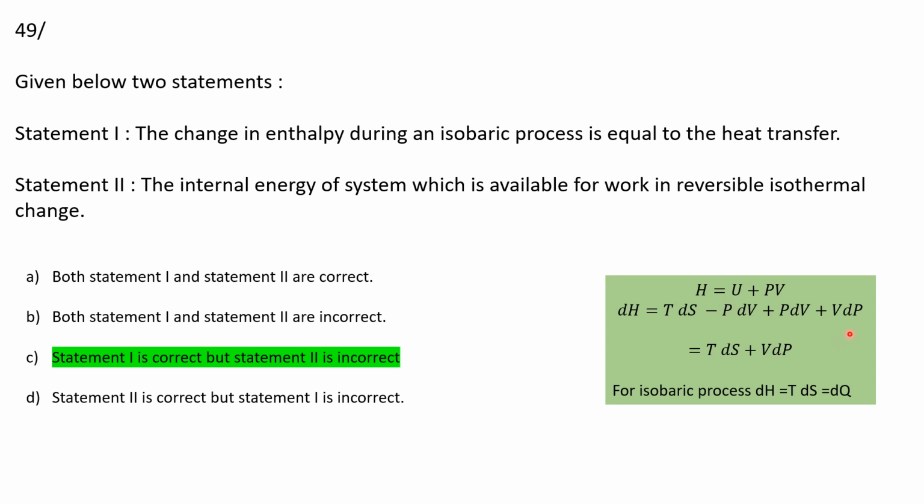So here minus PdV and plus PdV will cancel out each other. So dH will be equal to TdS plus VdP. Because here it has been said that it is an isobaric process, and in an isobaric process pressure is constant, so here we can write dH will be equal to TdS. Again we know that TdS is the change in heat energy, that is dq. So we can say that the change in enthalpy during an isobaric process is equal to the heat transfer. So the correct answer will be statement 1 is correct, but statement 2 is incorrect.